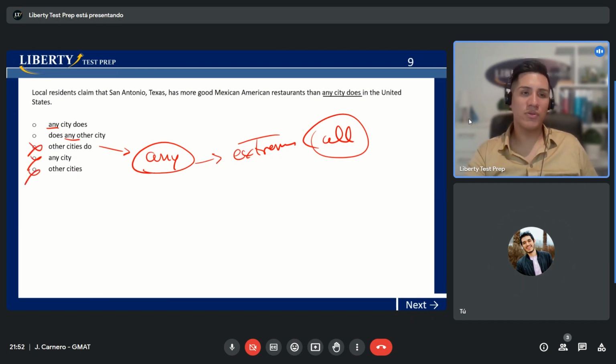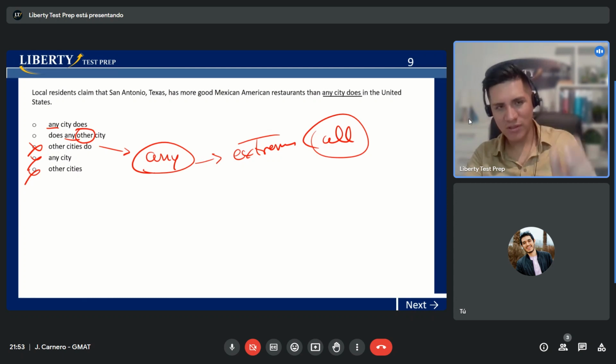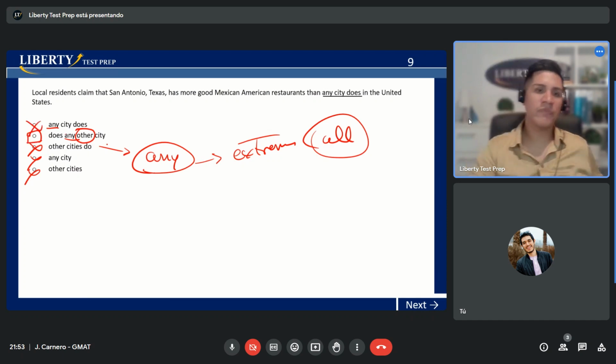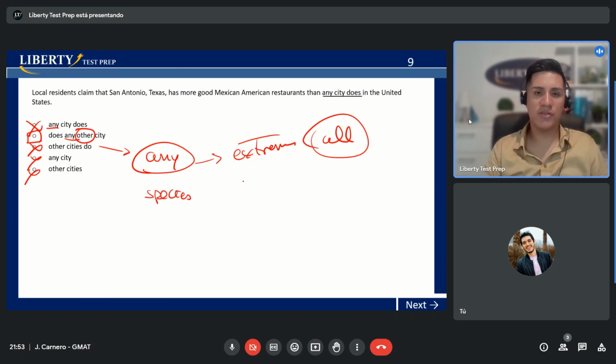Okay. Now between those two, what is the difference? Any city does, or does any other city? The position of and the use of the word other. When you see a difference in length, normally it's because they're adding one word or subtracting one word. So we have to see if that word is necessary or not. Here they're adding a word, other. Is that word important? Yes. B is the answer. Why is other important in this case? Because when you are comparing one thing to its own type, to the same type, then you need the word other.